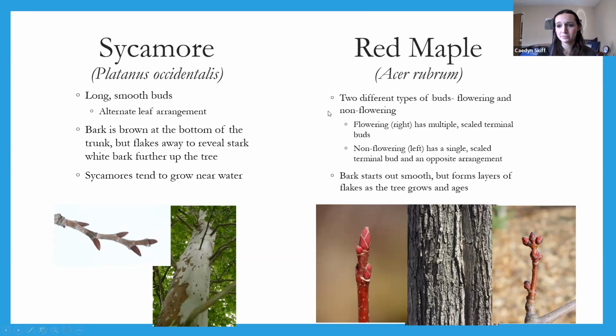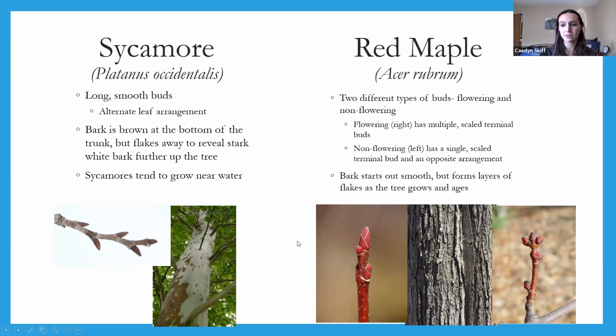Next is a red maple. So red maple is nice and tricky because it has two different types of twigs, two different types of buds. So it has flower producing and non-flower producing. That flowering one has those multiple scaled terminal buds, which if you're not careful could look oakish. And then on the left is the non-flowering bud, which is the leaf producing one, and it has just a single terminal bud. And it has that opposite leaf arrangement, which maples have.